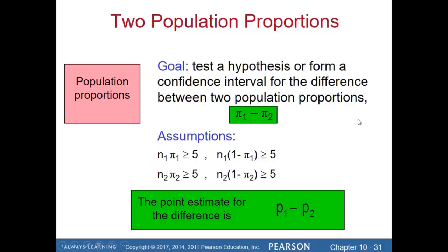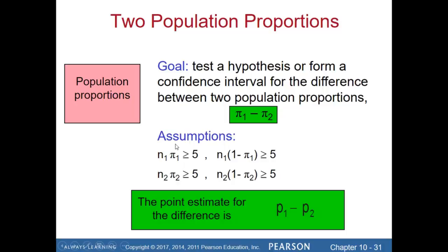So in this case, what we're looking at is comparing two population proportions. You can see that illustrated here is pi1 minus pi2. We're interested in the difference between those. Remember that a proportion is looking at how many items out of a sample meet some characteristic of interest for us.